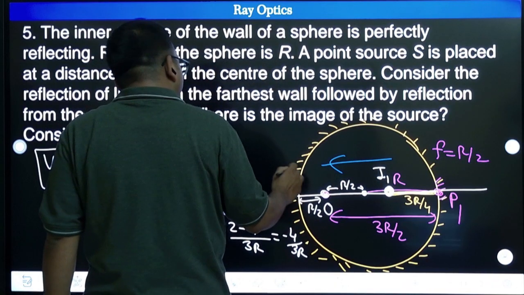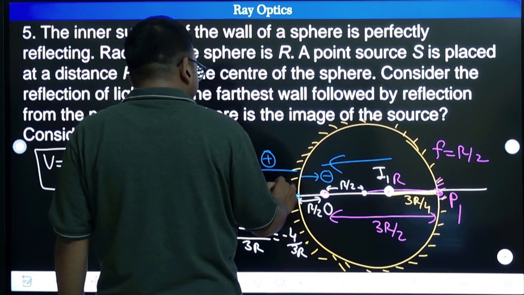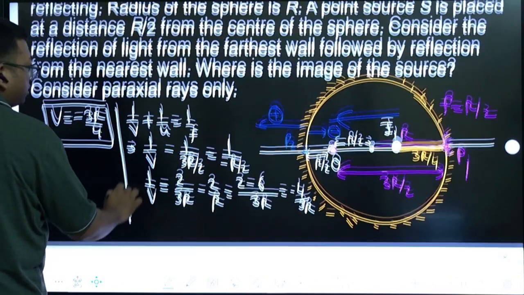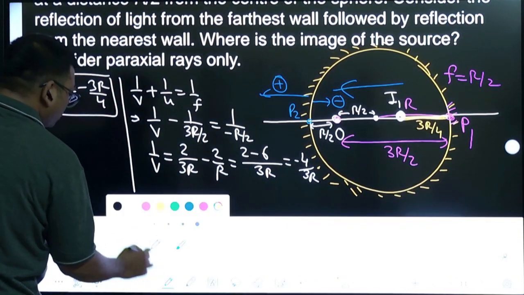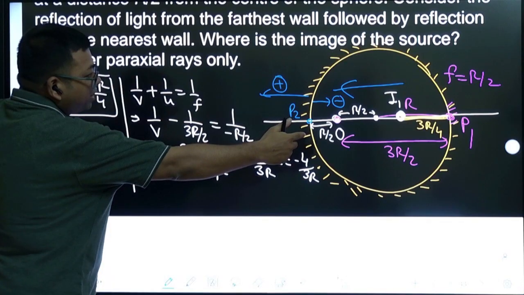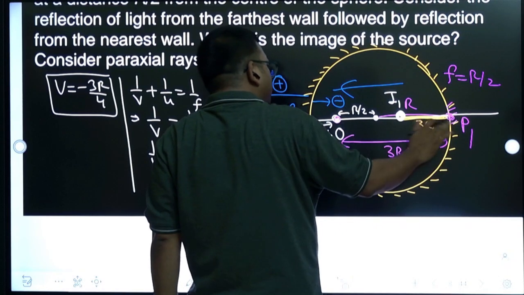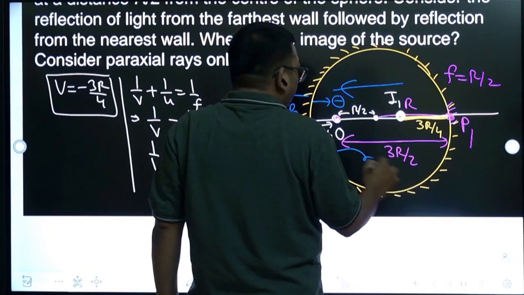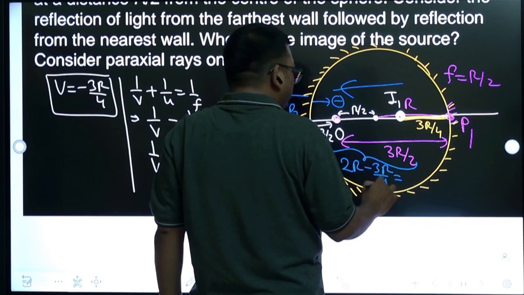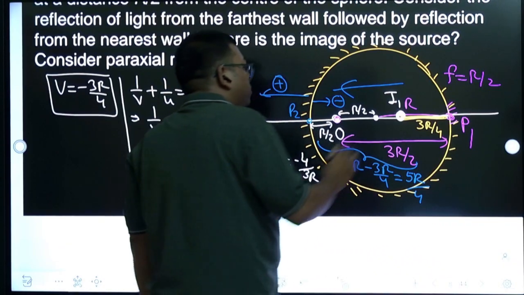So this direction you have to take as positive, and this direction you have to take negative for this second pole. Now do this quick calculation for the second pole. For this, object distance is going to be negative. So how much will this distance be? Because this is 3r by 4 and total is the diameter, which is 2r. That distance will be 2r minus 3r by 4. How much will that be? 8 minus 3, 5r by 4. So 5r by 4 in the negative direction.